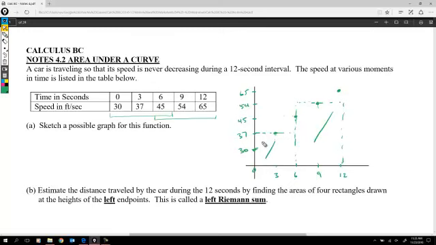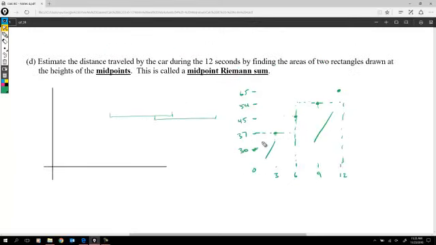Okay, so let's move down. And so this time, the width of each of my rectangles is going to be 6. And then the height of my first rectangle is 37, that's my middle. The height of my second rectangle is 54, that's my middle. And so I can multiply those together, and I get 546.